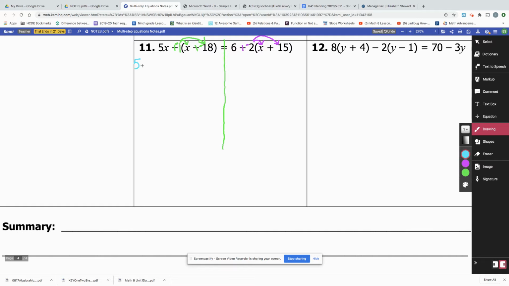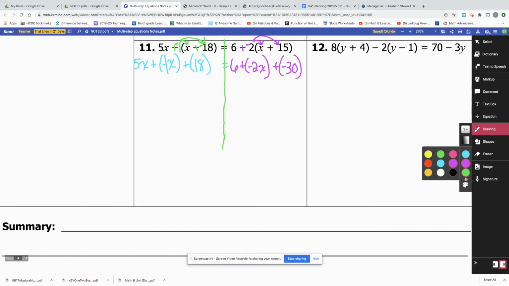Right, continuing on, 5x plus negative 1 times x. I'll just write it as a negative x. Some people like that 1 there. Then I have plus negative 1 times negative 18. That's not too bad. That's positive 18. Didn't need that parentheses there, but it doesn't matter. Right side, I've got 6 plus negative 2 times positive x, plus negative 2 times positive 15, negative 30.